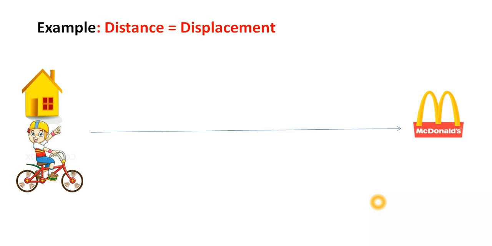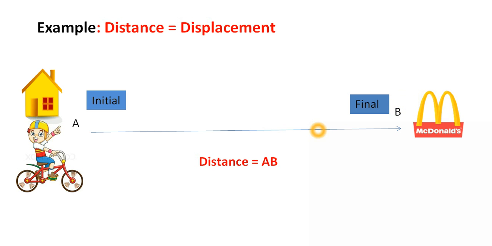Now in this case, say this is home, this is point A, and at McDonald's this is point B. So in this case our distance would be AB. Now what is the displacement in this case? As we know, we require only the initial and final position. So this is the initial position A at home and this is the final position B, McDonald's. So what is the shortest distance between these initial and final positions? It's again AB. So in this case our displacement would be AB.